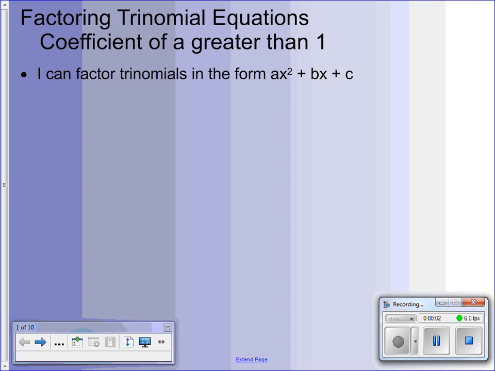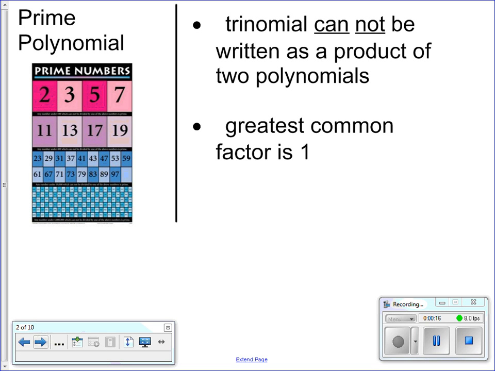In this lesson, we'll be factoring trinomials when the coefficient of a is greater than 1. At the end of the lesson, you should be able to factor trinomials in the form of ax squared plus bx plus c. A, b, and c are all numbers. If it's prime, it means the trinomial cannot be written as a product of two polynomials. So you've got to make sure that it can't be factored and that the greatest common factor is 1. If it's anything but 1, you need to factor out that GCF.